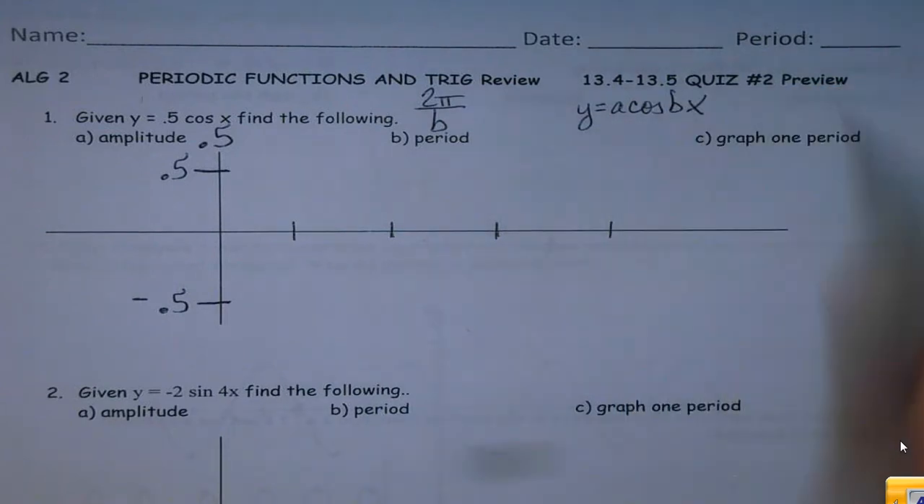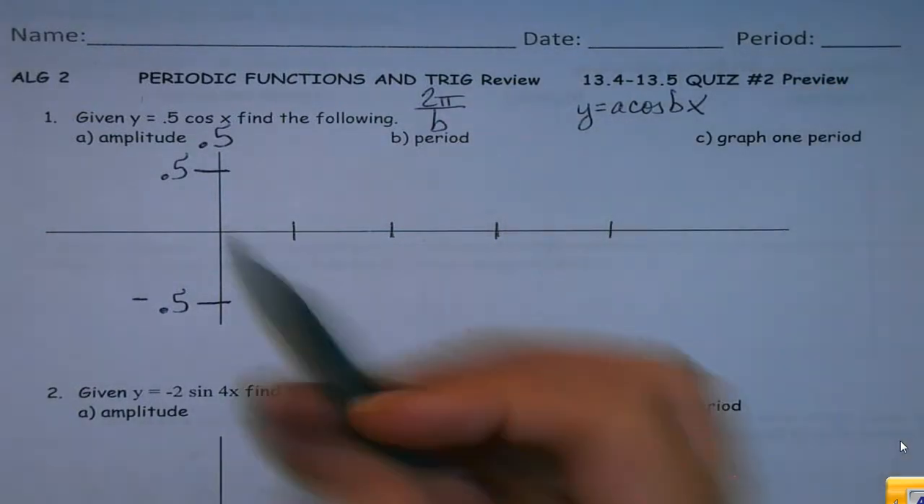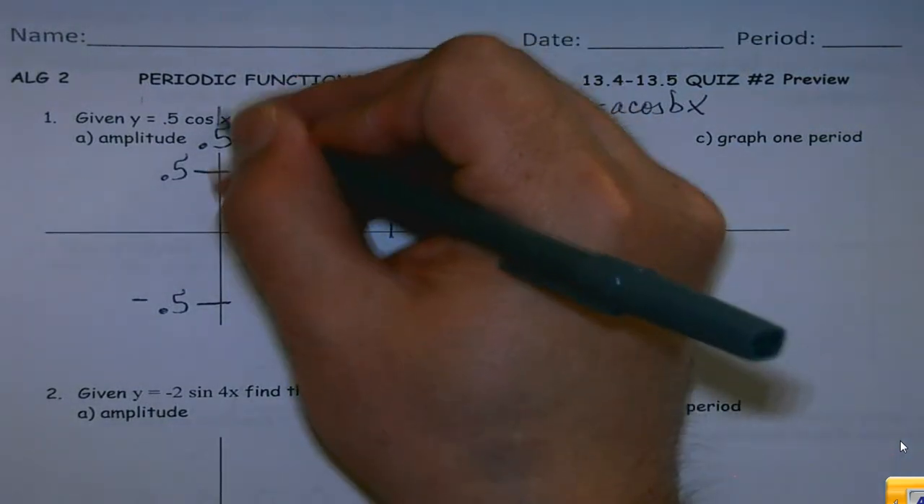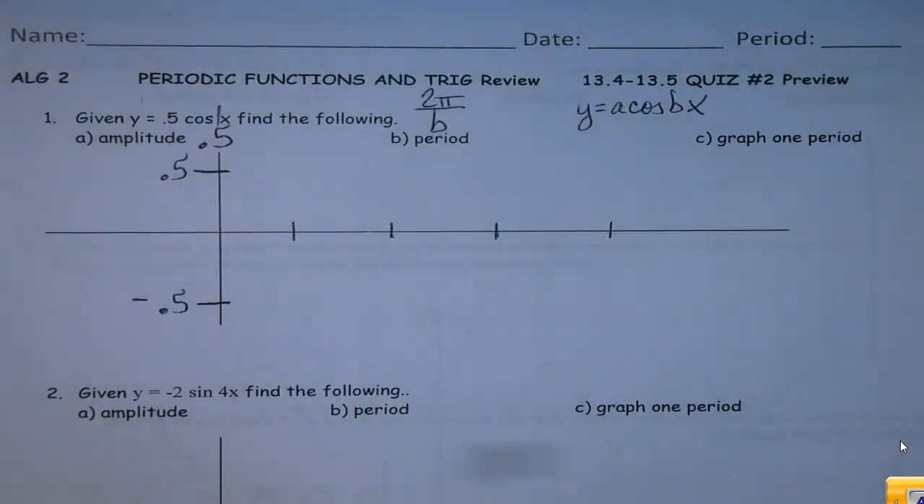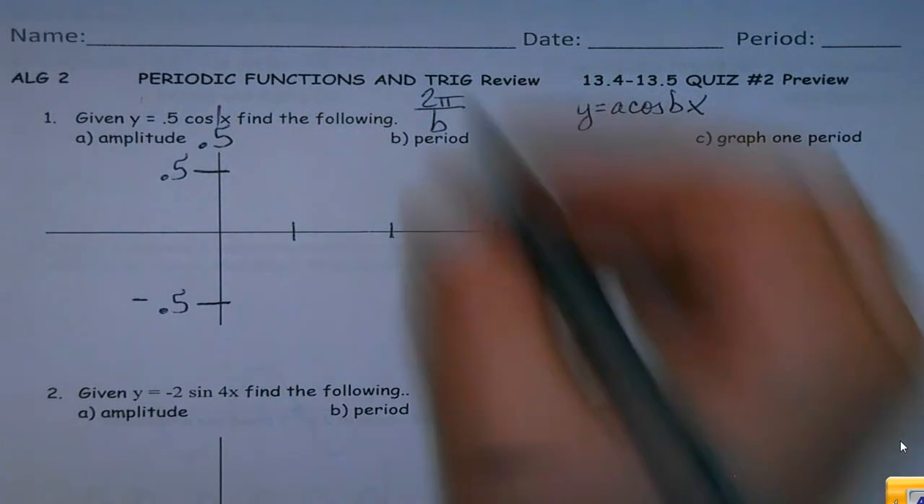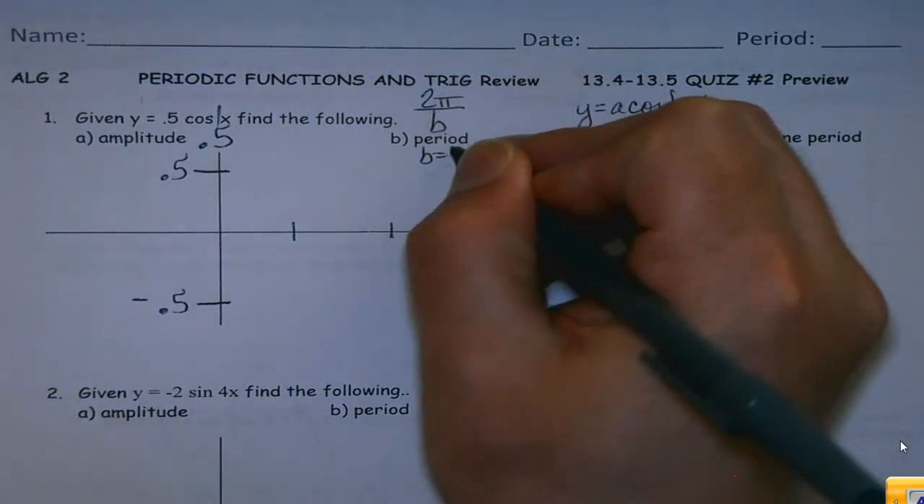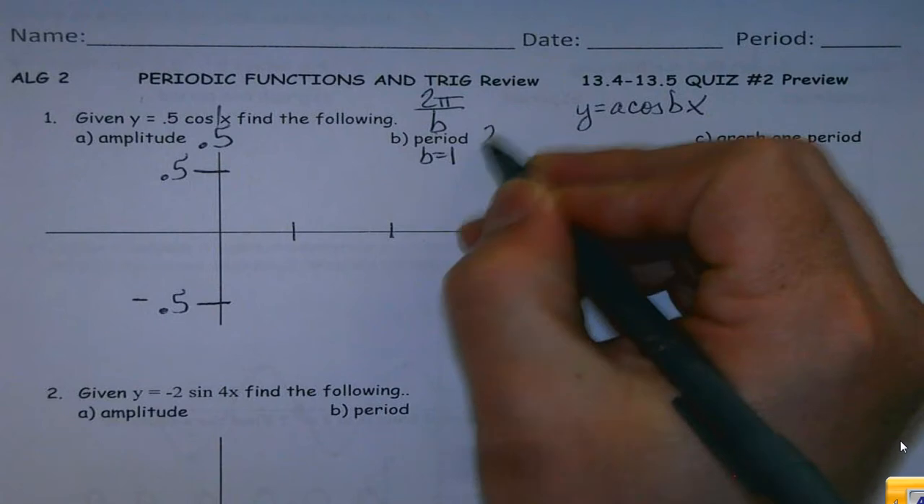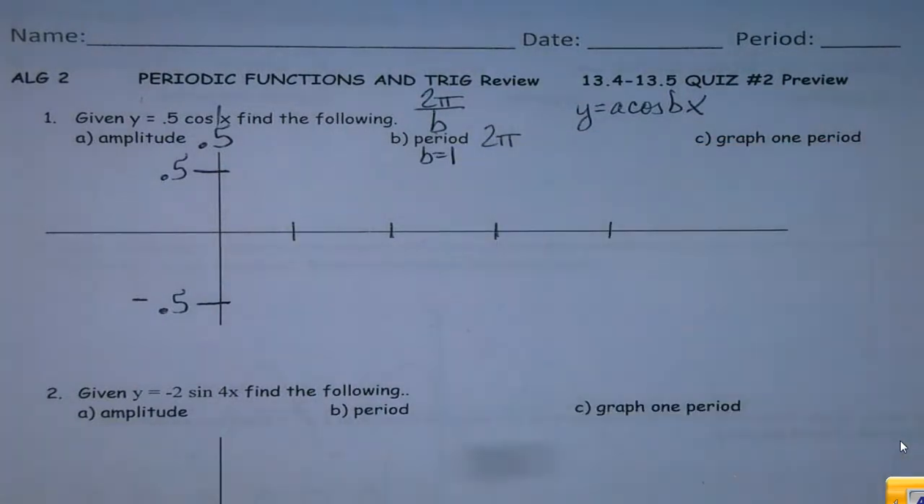When you're looking for your a and b values, the a value in front, we saw that already, is the amplitude. B is not the period. B is the number of cycles. So if I don't see a number in front of my angle measure, okay, it's going to be 1. So since my b is just 1, 2 pi divided by 1 is just 2 pi. And if you put the over 1, that'd be okay.